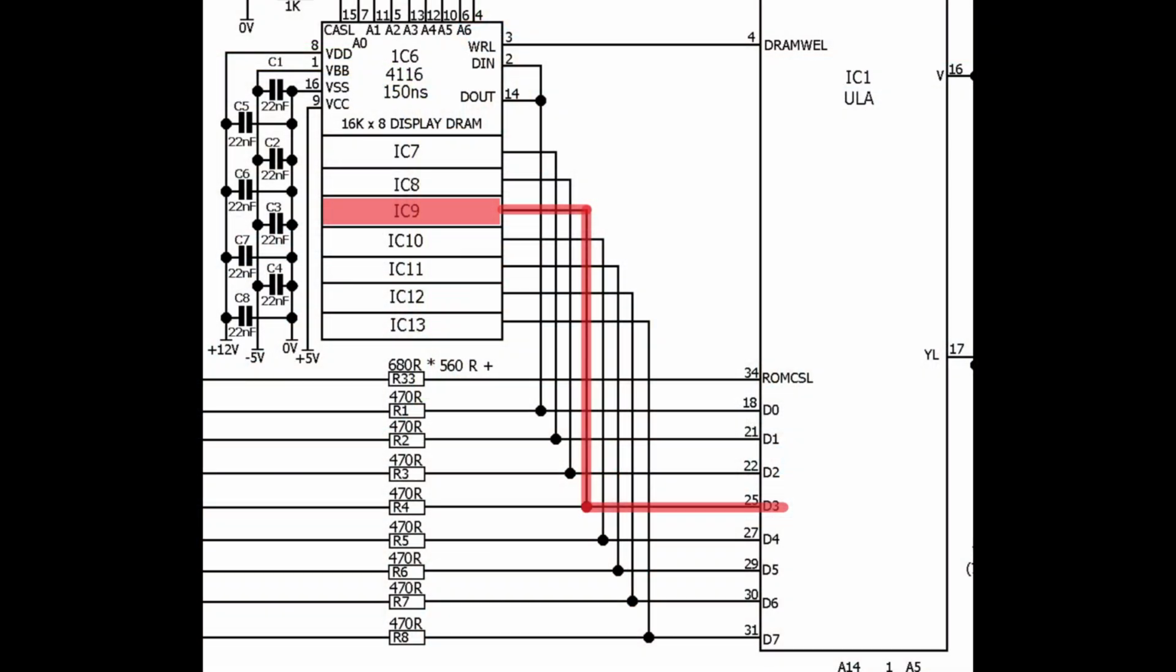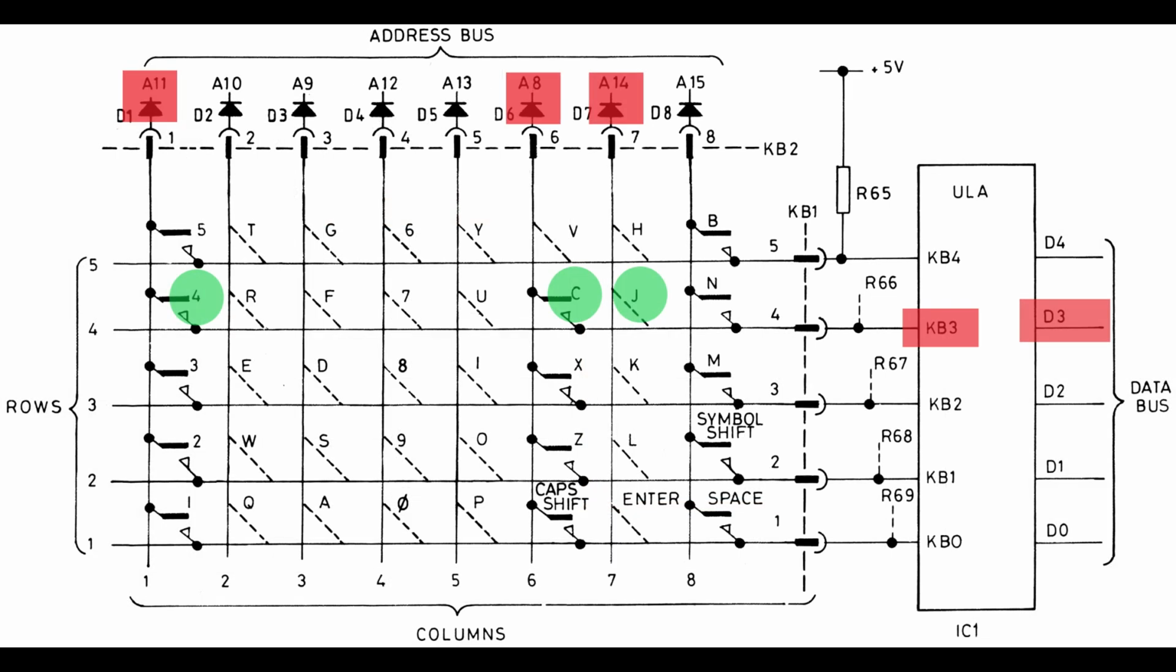Here's a schematic showing the troublesome data line and the corresponding RAM chip IC9. And just as a reminder, D3 was our bad data line around the keyboard circuit.